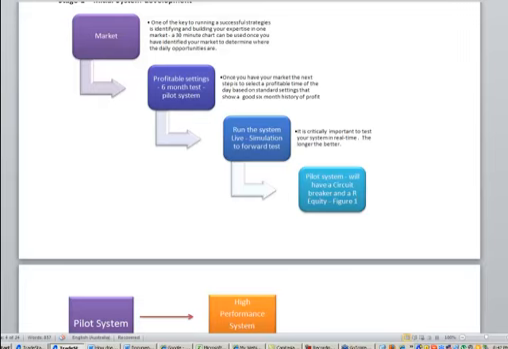So guys, I haven't checked this, but can everybody see my screen?